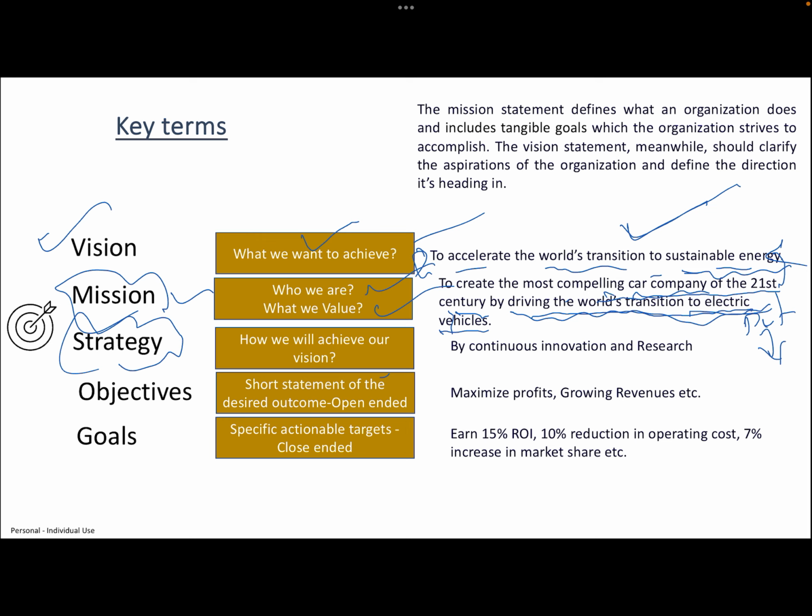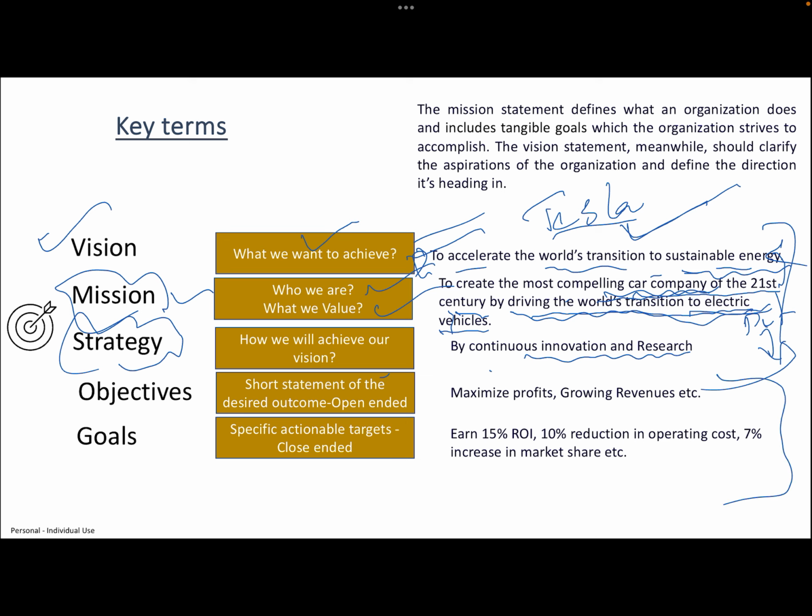Okay, to be a leader of a car company, what do I have to do? I will do continuous innovation and research. These all are Tesla's mission, vision, and strategy statements, right? To accelerate the world's transition to sustainable energy is a vision, more broader, not a narrow concept. Mission is all about who we are and what we value. So Tesla is a car company which manufactures electric vehicles. And then strategy is by continuous innovation and research.